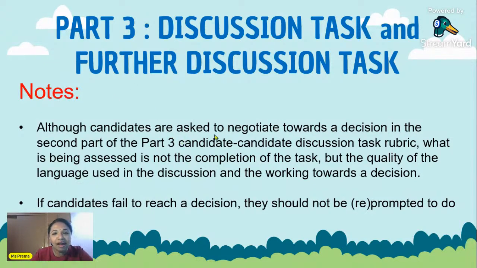Okay, although candidates are asked to negotiate towards a decision, in the second part of part 3, candidate, there's some mistake there. Discussion task rubric, what is being assessed is not completion of the task. Okay, here what you're telling, the whole mind map, it's not a must for you to complete all the points. Can you see that? So it's not a rule. Must finish, then only get mark. It means even if each of you takes 3, you only use 2 points. You try to have the negotiation, initiation, discussion, reasoning, and all that. You collaborate and speak. You already fulfill the task. It's not a must to finish all 3.